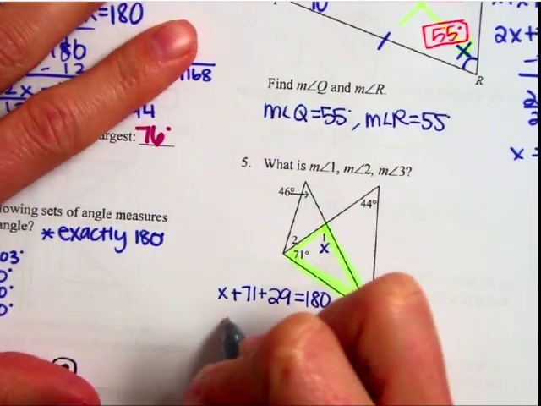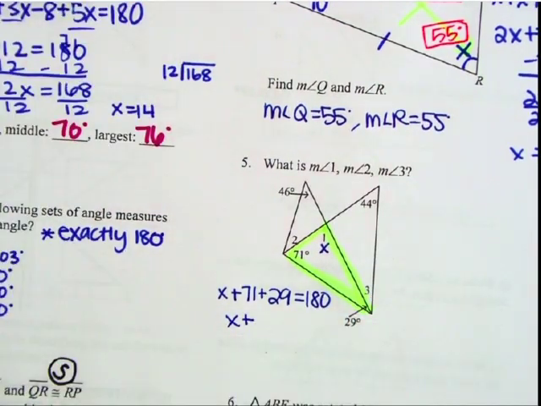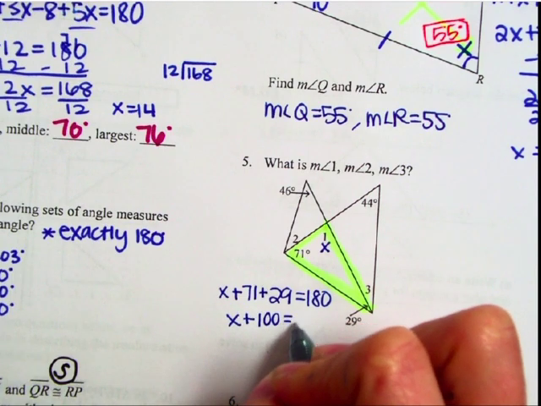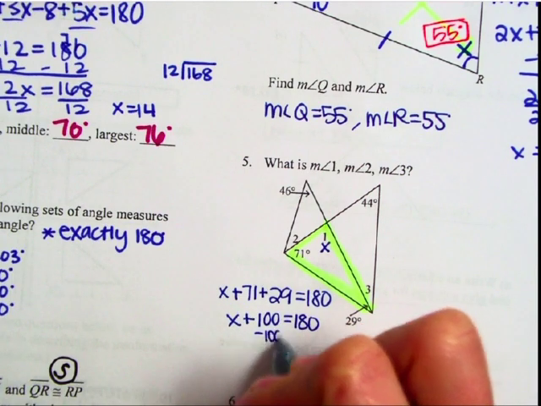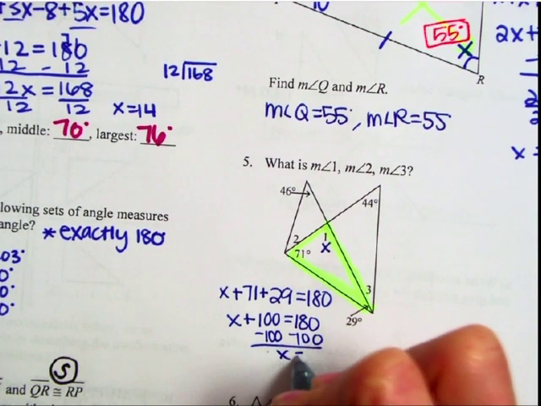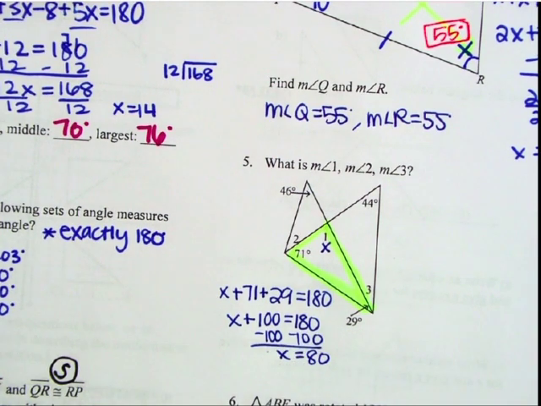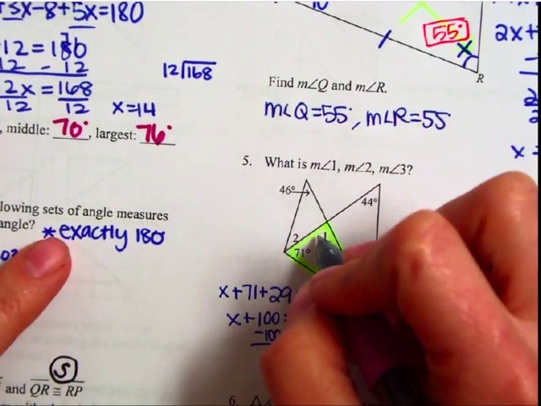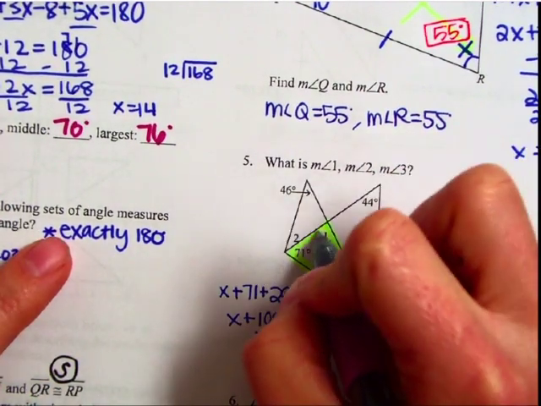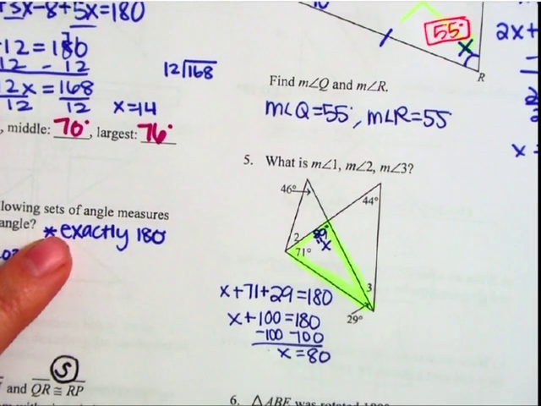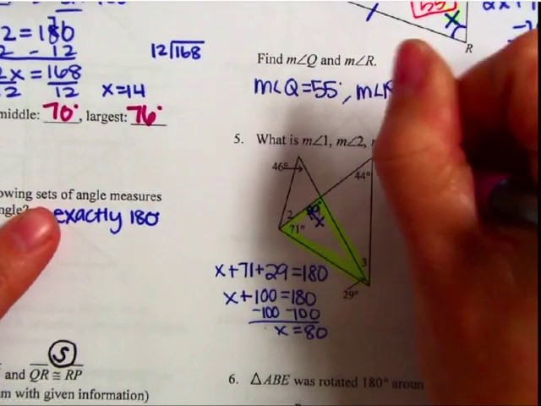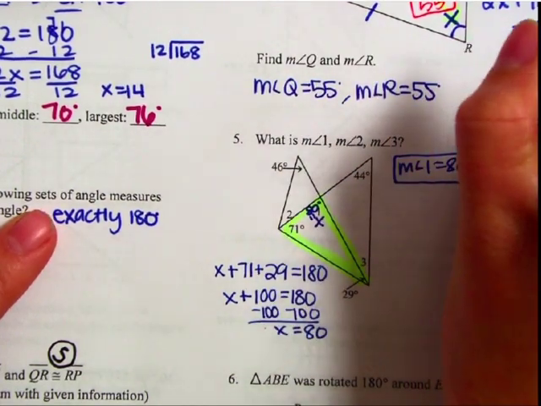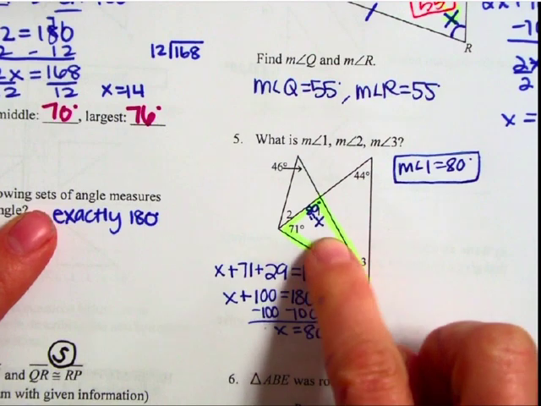Okay, so combining like terms, I end up with x is equal to 80 degrees. So angle 1 right here, I'm going to write in, it's equal to 80 degrees. I know it's kind of small, but all right. So right away, angle 1, 80 degrees. We got that using our triangle sum theorem in this yellow highlighted triangle.